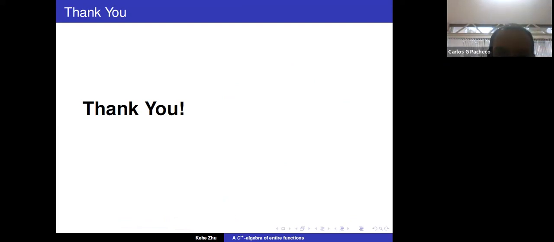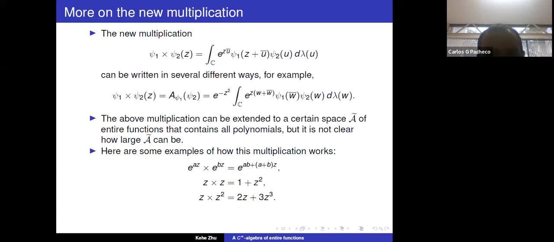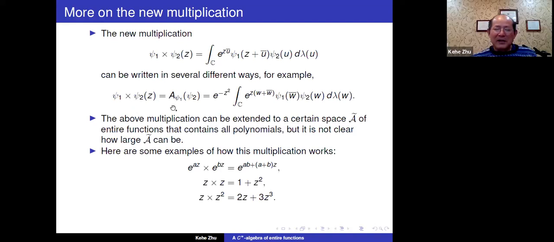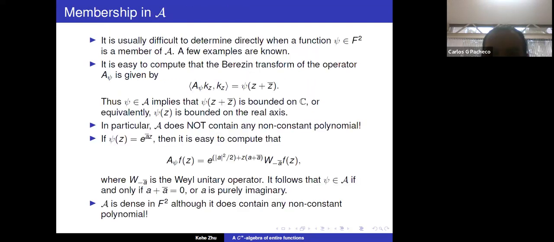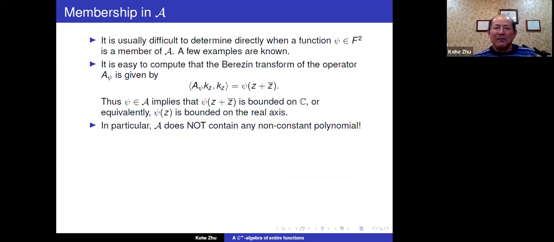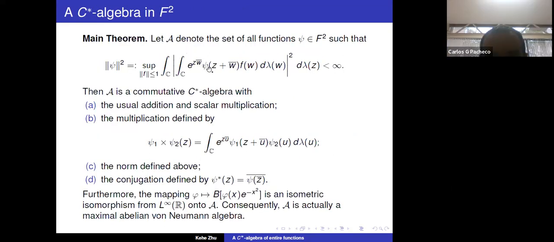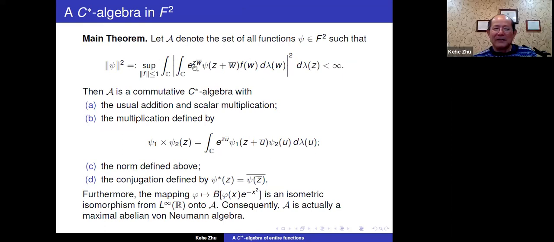Can you show again this condition? Something should happen to be finite, right? In order to have this space A? Yeah, so the space A is the set of all psi such that A psi is a bounded integral operator. All right, okay. So how do you define the norm in this space? Just use the operator norm. So this is how you define the norm, that's exactly the operator norm of A psi.